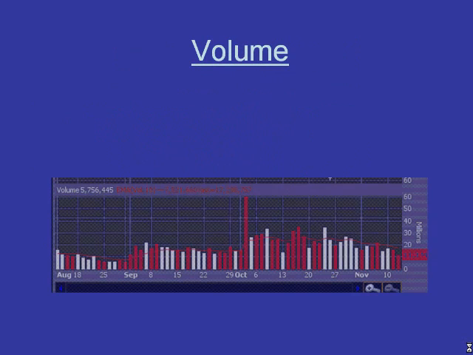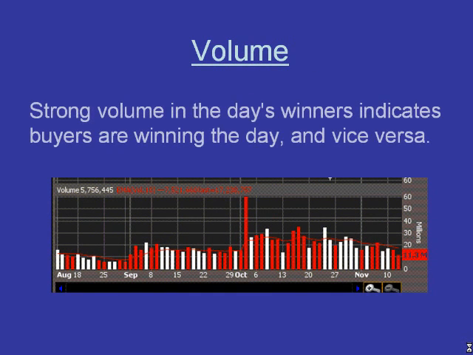So again, we talked about this thing called volume. Now, we all understand what volume is. It's at the bottom of all of our charts. However, when we're talking about volume with market sentiment, we're talking more about what is called up volume and down volume. Makes sense. Up volume is buying, pushing the stock higher. Down volume is selling, pushing the stock lower.